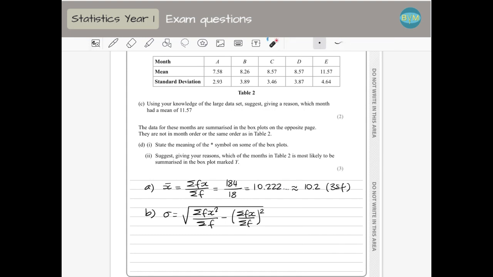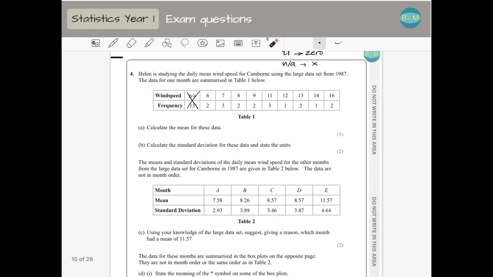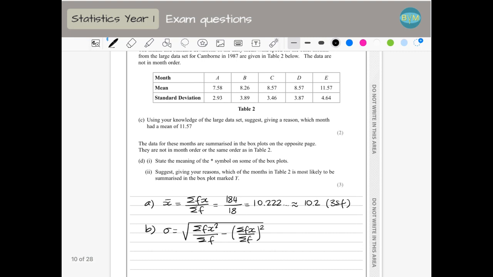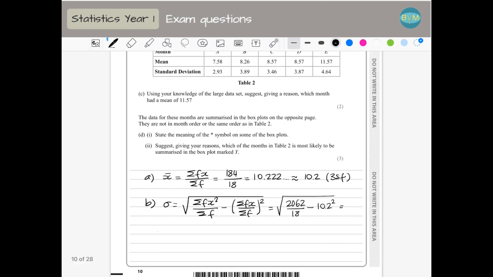So if we multiply and we add, we do 6 squared times 2 plus 7 squared times 3 plus 8 squared times 2 and so on. That value is 2062, divided by 18 values, minus the mean squared. Yeah, and be careful because this 18 doesn't go square or anything, it's just the frequency. And this is just with the calculator 3.1720, and we round to 3 significant figures.